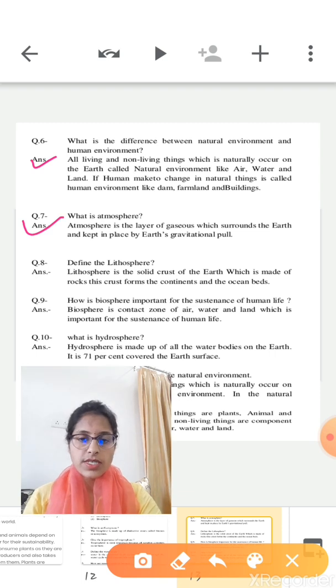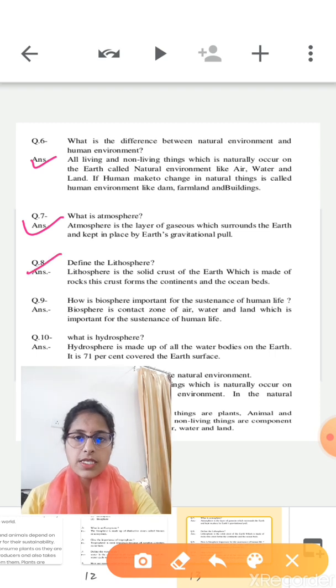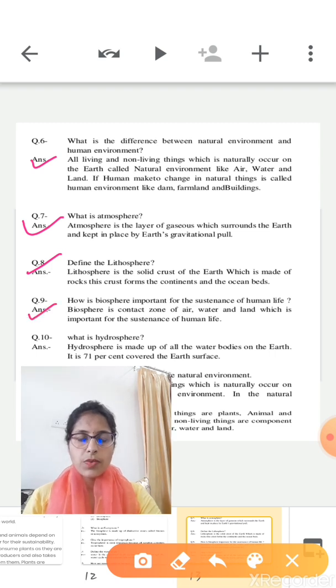The next question is, what is the atmosphere? The atmosphere is the layer of gases which surrounds the earth and is kept in place by the earth's gravitational pull. Now the next question, number 8, is, define the lithosphere. We already discussed this question. Now the next is question number 9. How is the biosphere important for the sustenance of human life? The biosphere is the contact zone of air, water and land, which is important for the sustenance of human life.